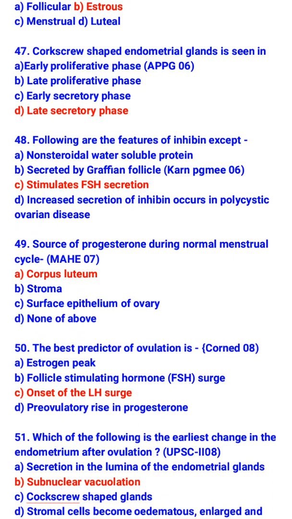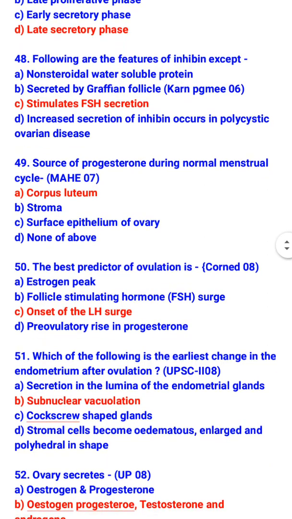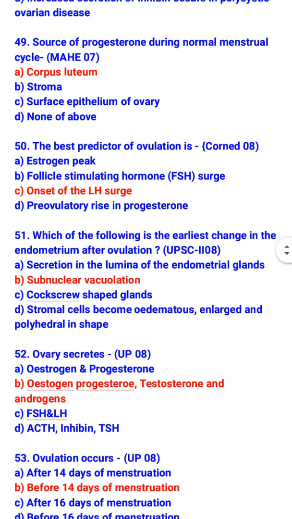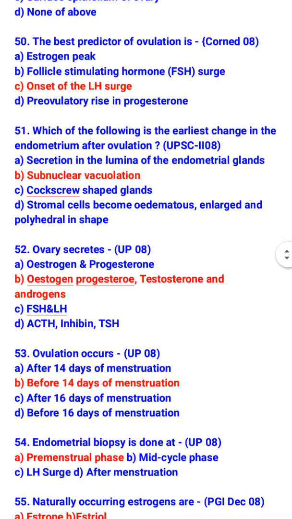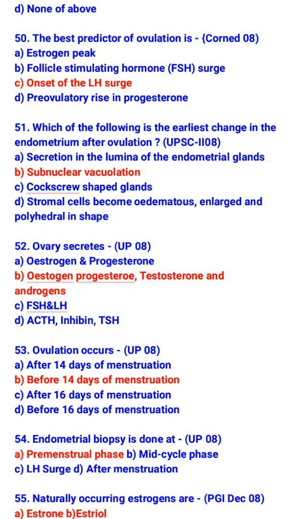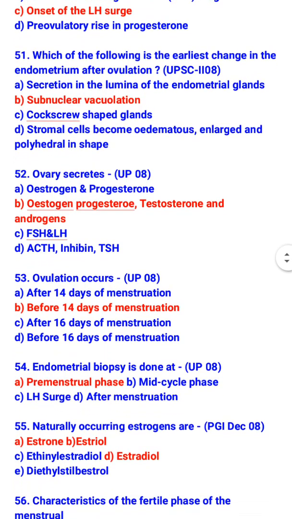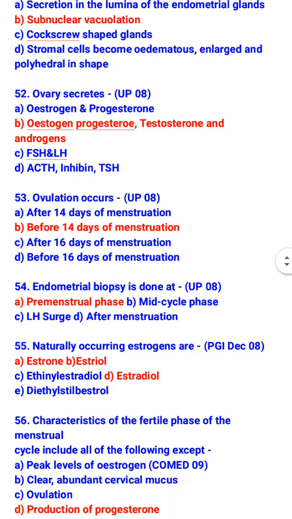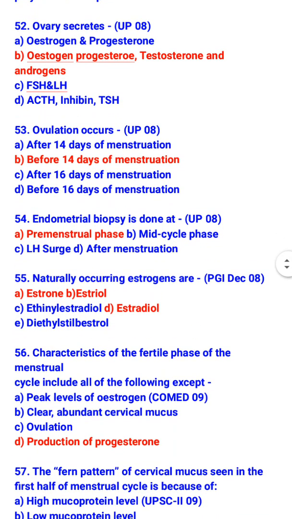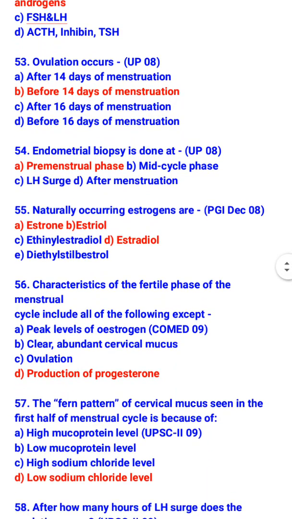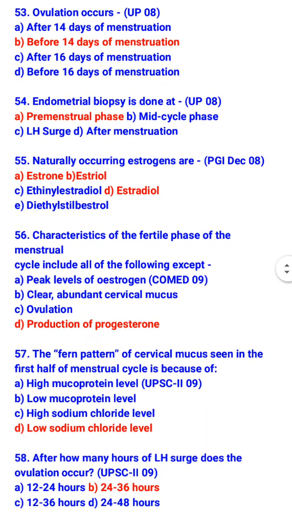Source of progesterone during normal menstrual cycle is corpus luteum. The best predictor of ovulation is onset of the LH surge. Which of the following is the earliest change in the endometrium after ovulation? Subnuclear vacuolation. Ovary secretes estrogen, progesterone, testosterone, and androgens. Ovulation occurs before 14 days of menstruation. Endometrial biopsy is done at premenstrual phase. Naturally occurring estrogens are estrone, estriol, estradiol.